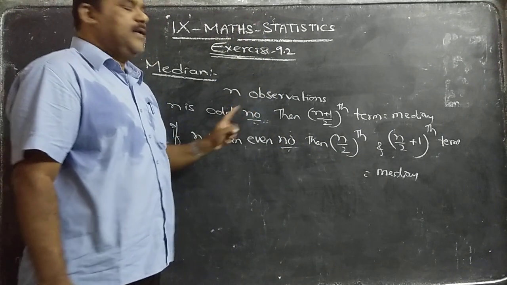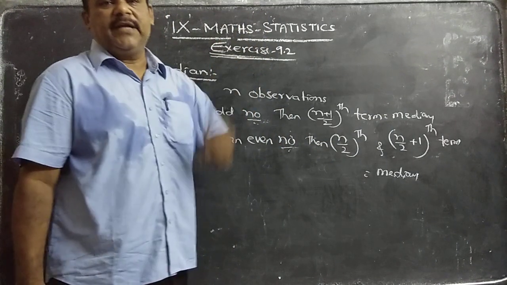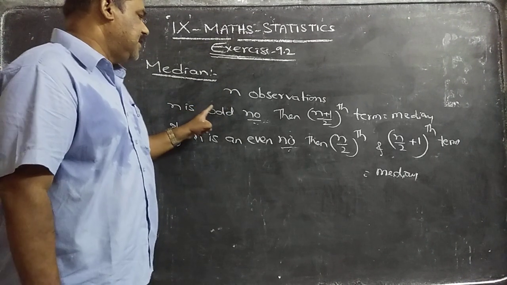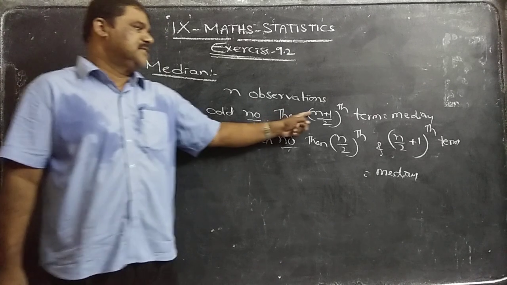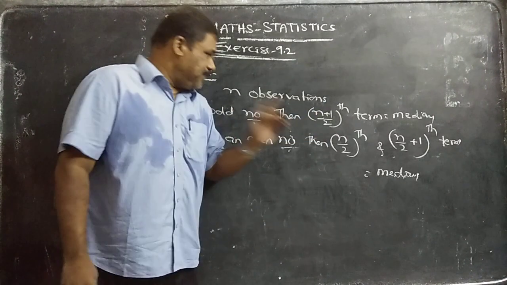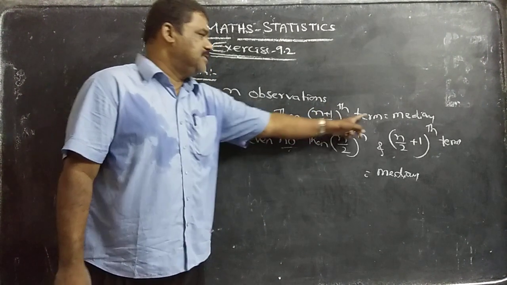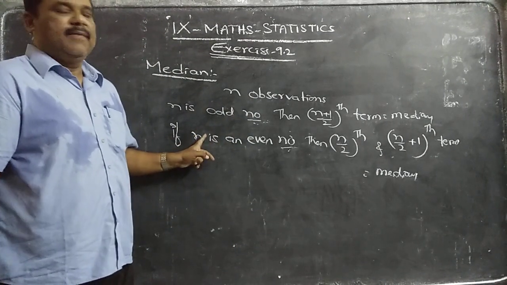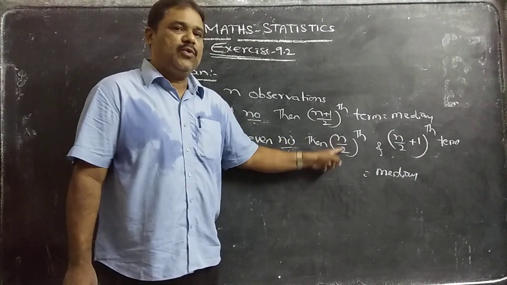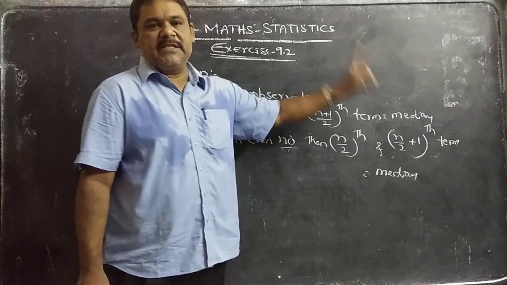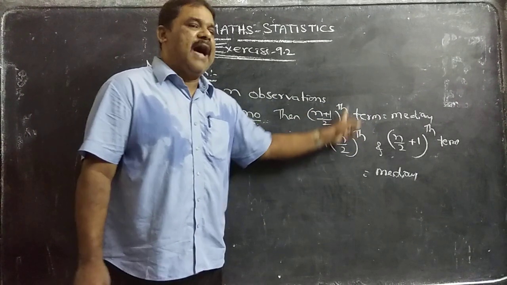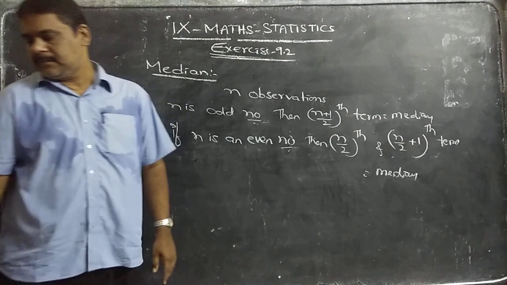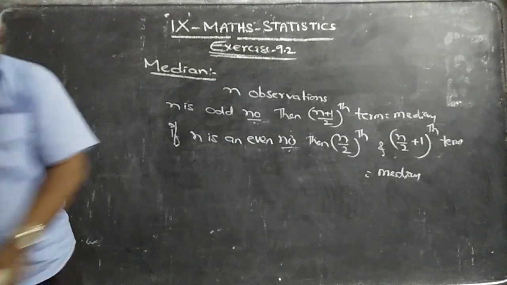So for an ungrouped data, if you want to write what the median is, first you have to see n. If n is an odd number, then the (n plus 1) by 2th observation is called the median. If n is an even number, then we should write the n by 2th term and the n by 2 plus 1th term, both you have to take. The average of these two terms is called the median. Let us do one example.